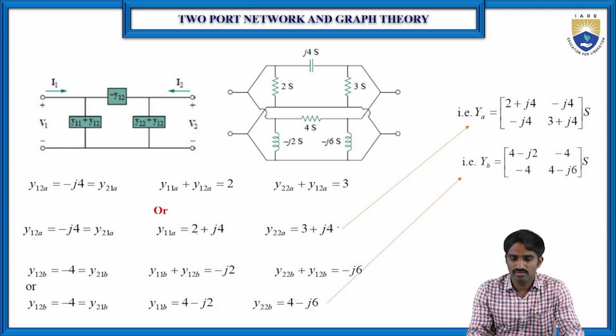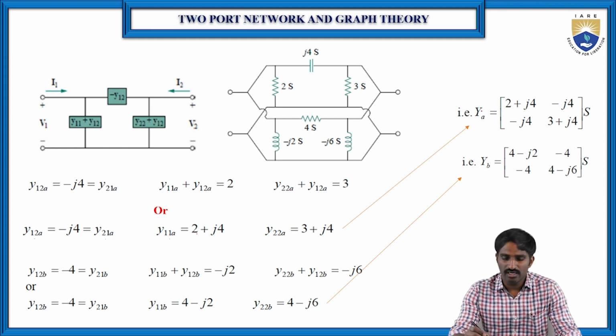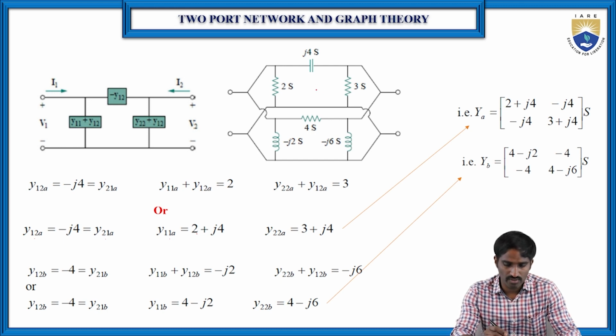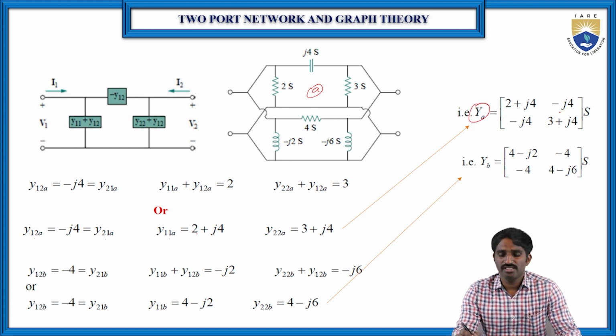Then write this in matrix form. The admittance matrix for network A, which is YA, is equal to 2 plus j4, minus j4, and minus j4, 3 plus j4, in siemens.